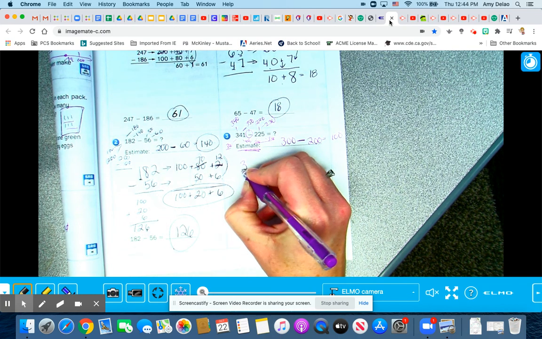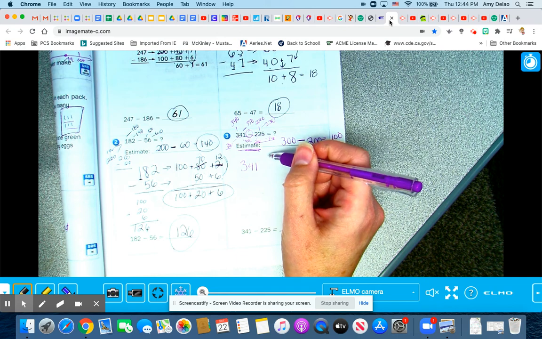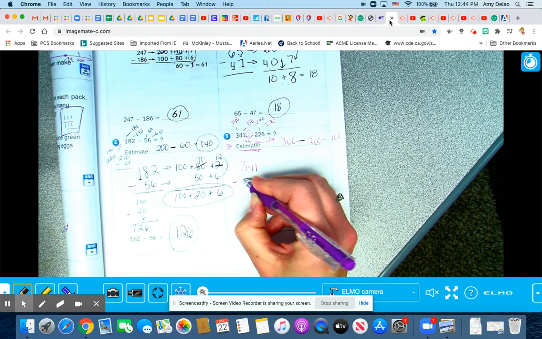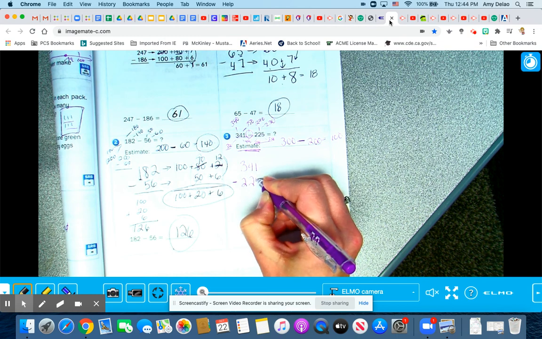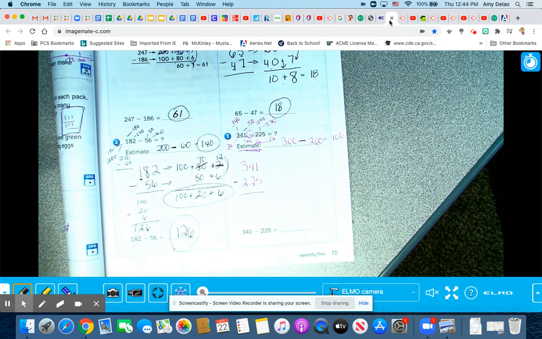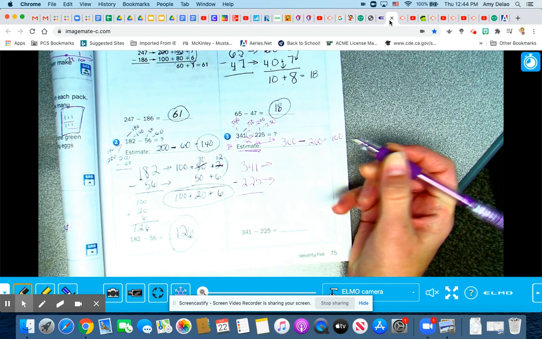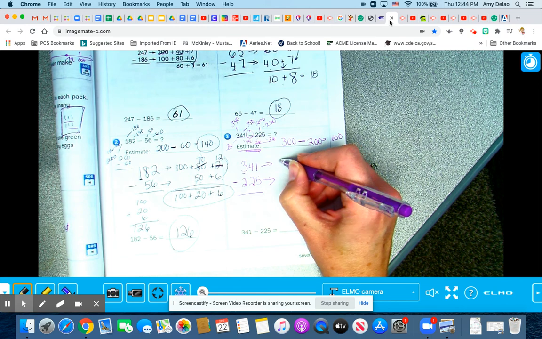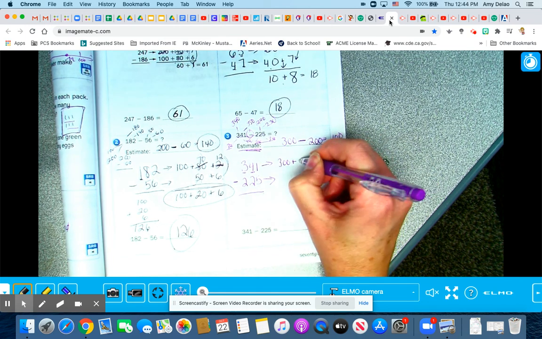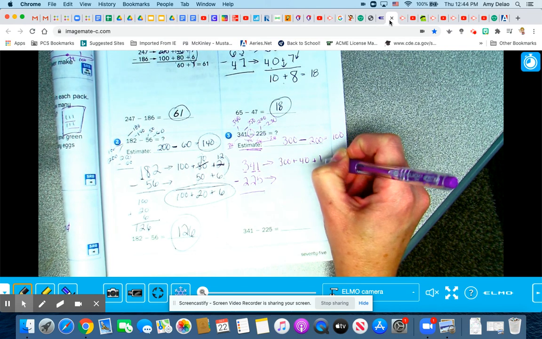Okay, so let's do 341. Remember, we take the way it's written horizontally, and we are going to write it vertically. Minus 225. Okay, and now we're going to expand our numbers. Okay, remember it's good to draw arrows. Let's do our hundreds place. That's 300. And then our tens place is 40. And then our ones place is 1.